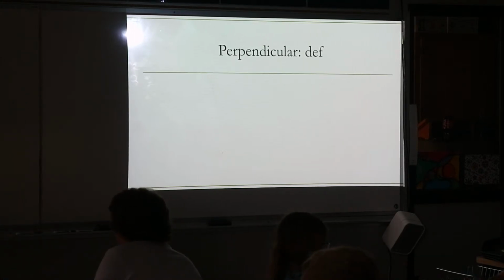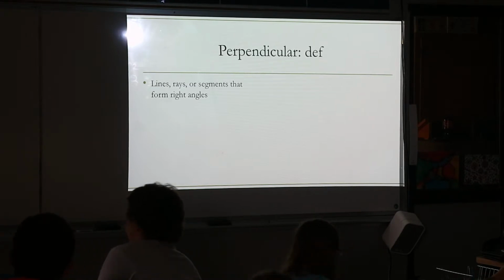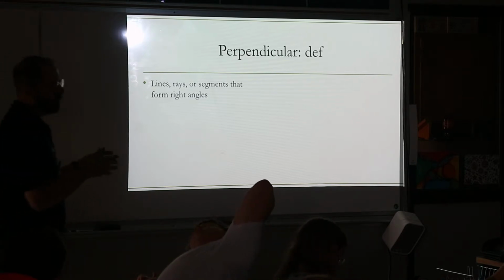Perpendicular. You already have this word as well. This should be a review word. The definition of perpendicular: it's a line, ray, or segment that forms right angles. Now notice, it says it has to be a type of line for it to be perpendicular.